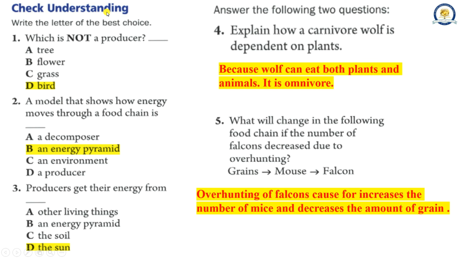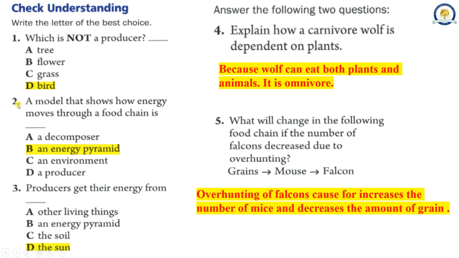Check understanding. Write the letter of the best choice. 1. Which is not a producer? A. Tree. B. Flower. C. Grass. D. Bird. The correct answer is D, bird.